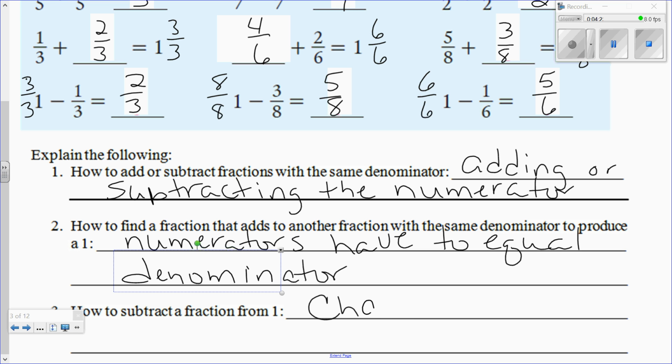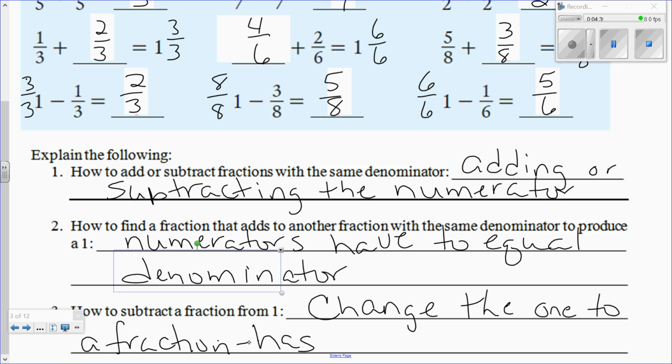Change the 1 to a fraction. And make sure that the fraction has the same denominator. Remember, we have to have the same value, even though we're just changing it from a whole number to a fraction.